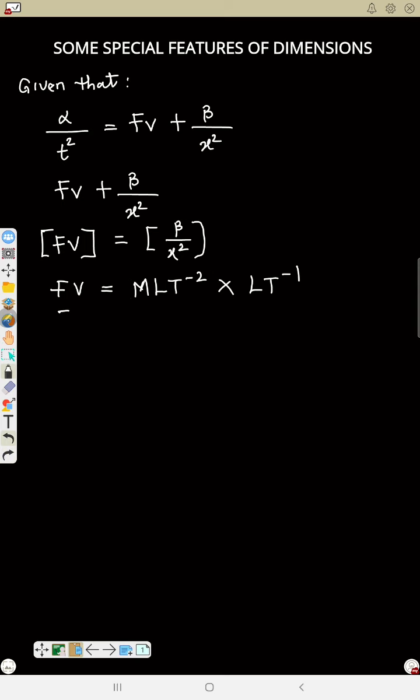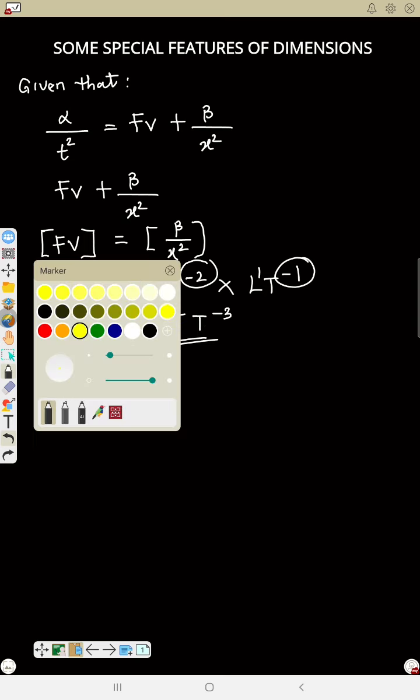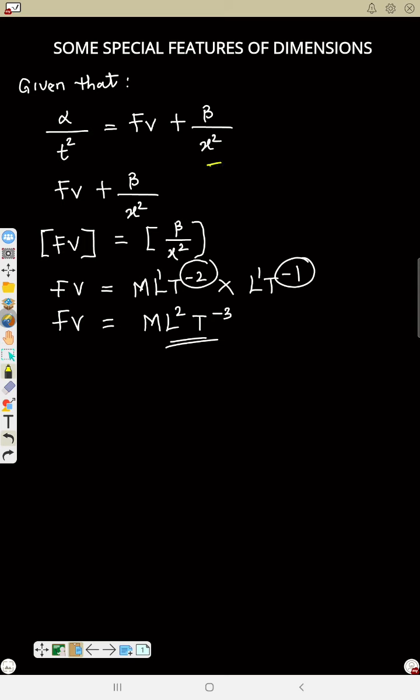F is a force, the dimension of force is this. So if you combine the two, fv now is ML squared, because the power here is 1, added together, T raised to power minus 3. That is minus 2 minus 1, that will give you minus 3. That means the dimension of fv is this. Now the dimension of fv is ML squared T raised to power minus 3. You know that the dimension is ML squared T raised to power minus 3.